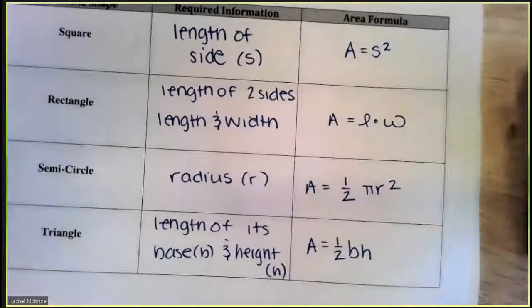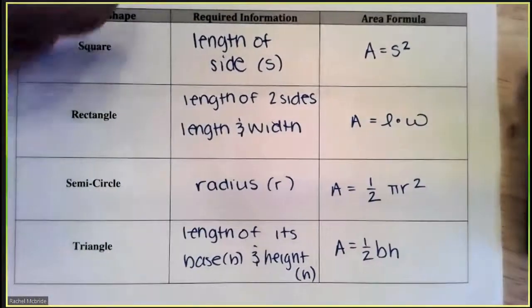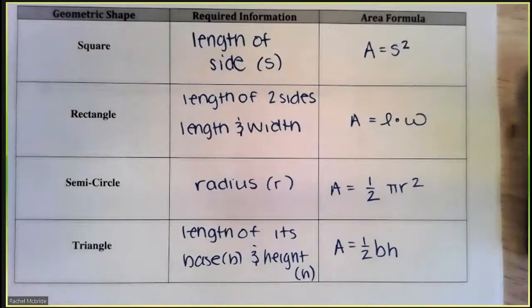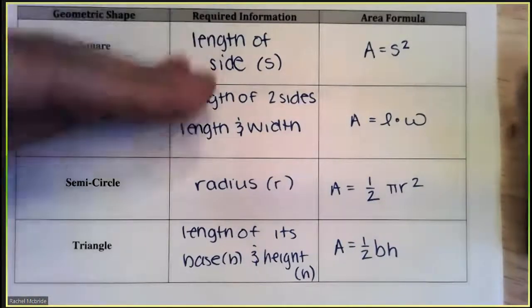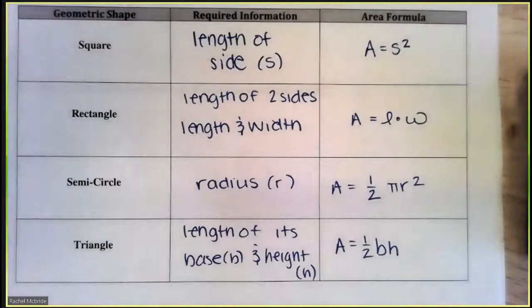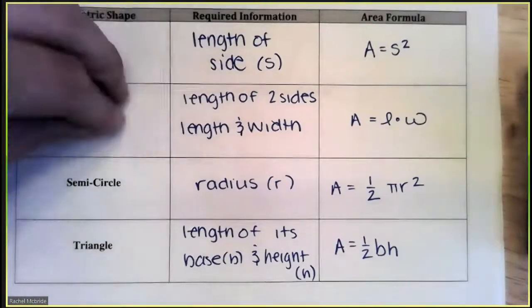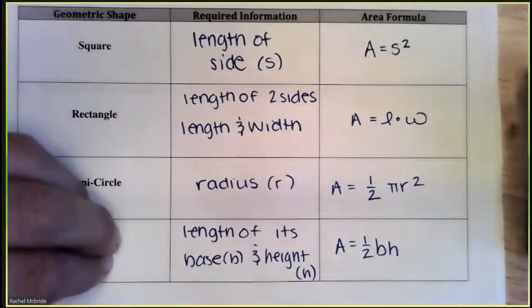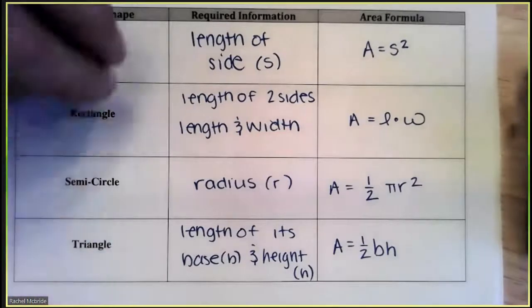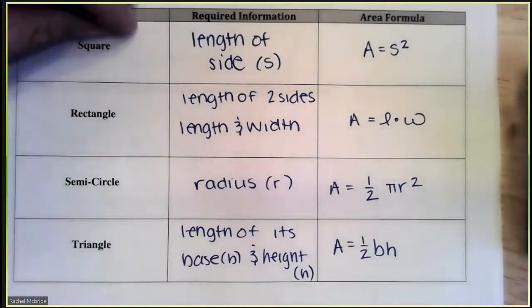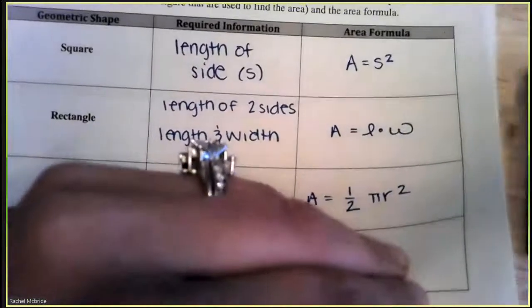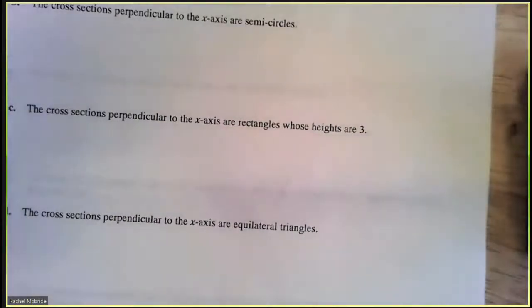So pretty much when it comes to finding volumes with cross sections, these are the four shapes we're going to use, which means these are the four formulas we are going to integrate. Because again, if you take the derivative of volume, you get area. If you integrate area, then you get volume. So let's jump right into it.